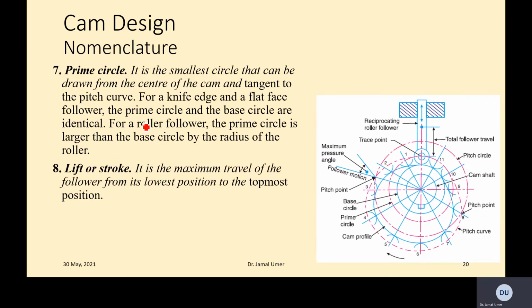Then we have a prime circle. It is the smallest circle that can be drawn from the center of the cam and tangent to the pitch curve. So this is the prime circle, right? This is the trace point. This one is the prime circle.